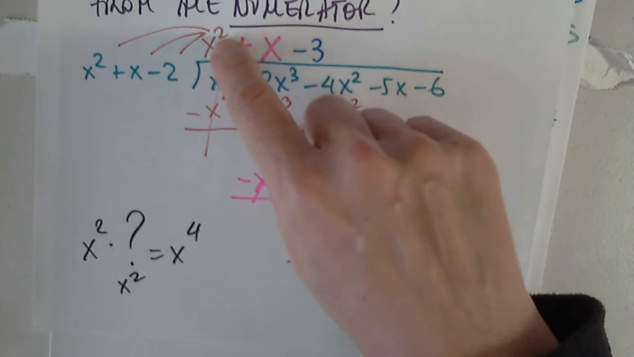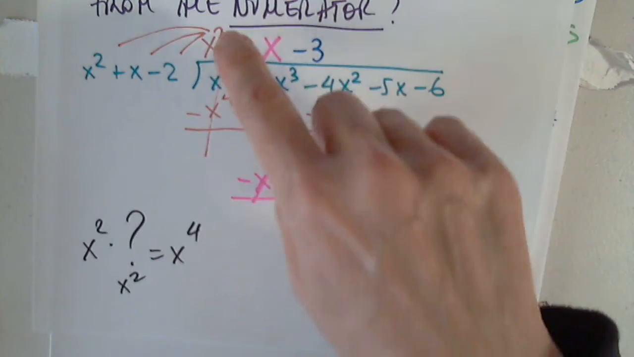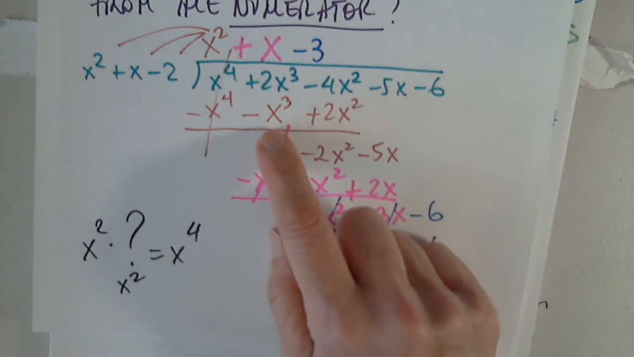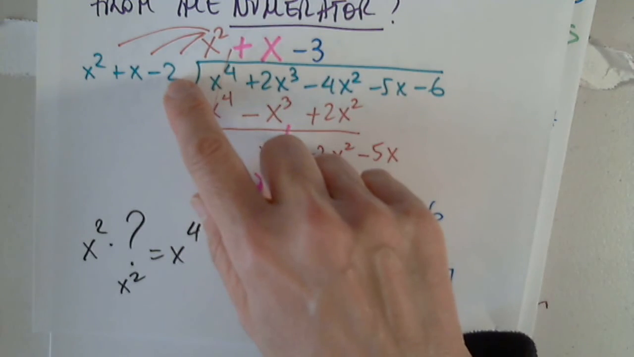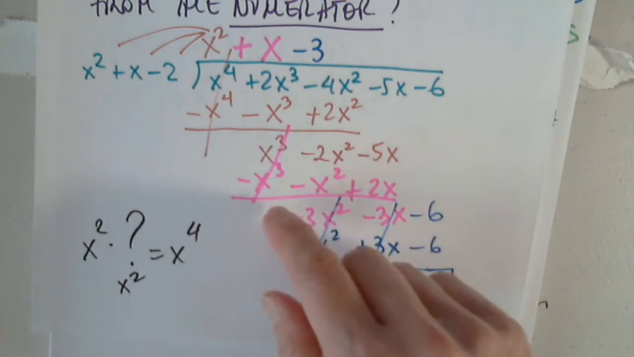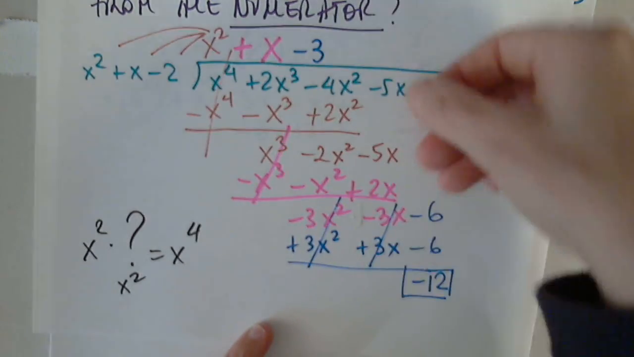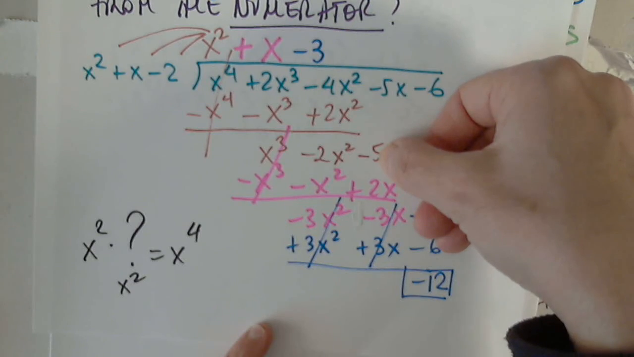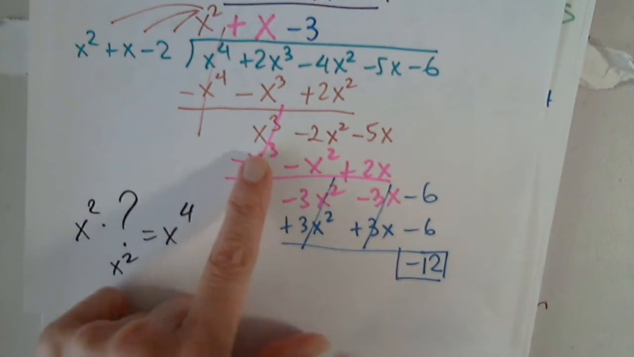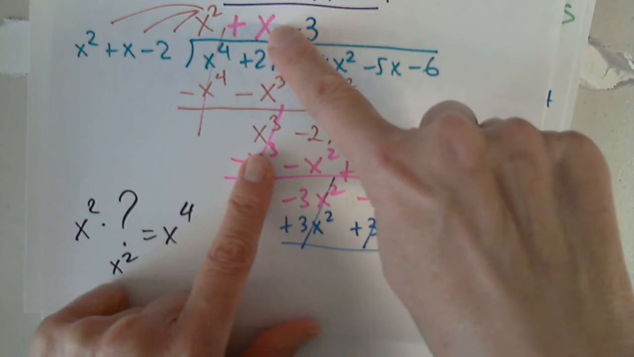So okay. You distribute. x squared times x squared is x to the fourth, I subtract. X squared times x is x cubed, I subtract. X squared times negative 2 is negative 2x squared, and I subtract that. Then I perform each operation I see, and then I bring down the next in line. And now the next question is x squared times what is x cubed? That's why I get the x.